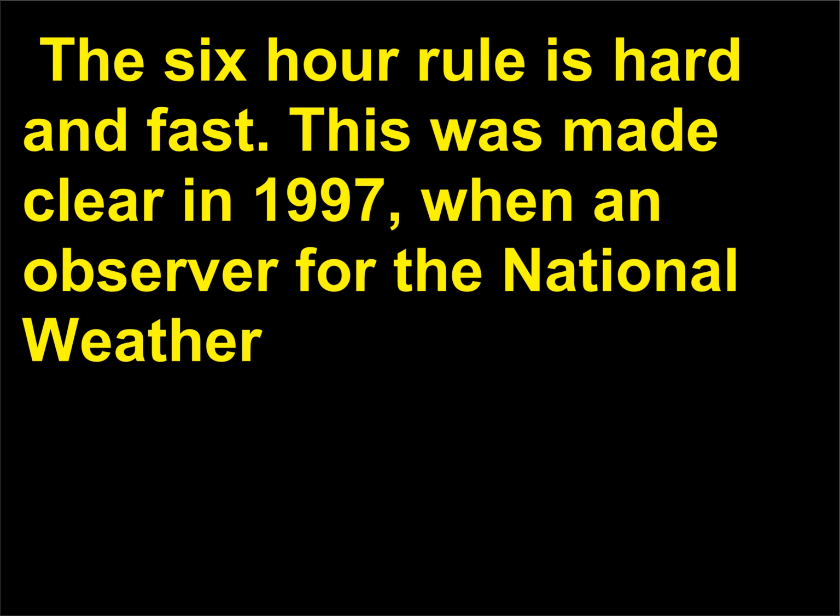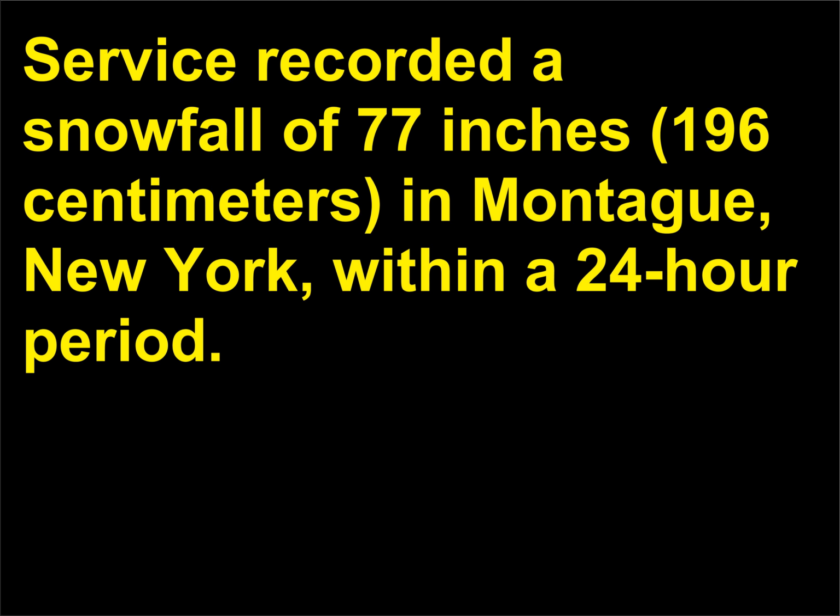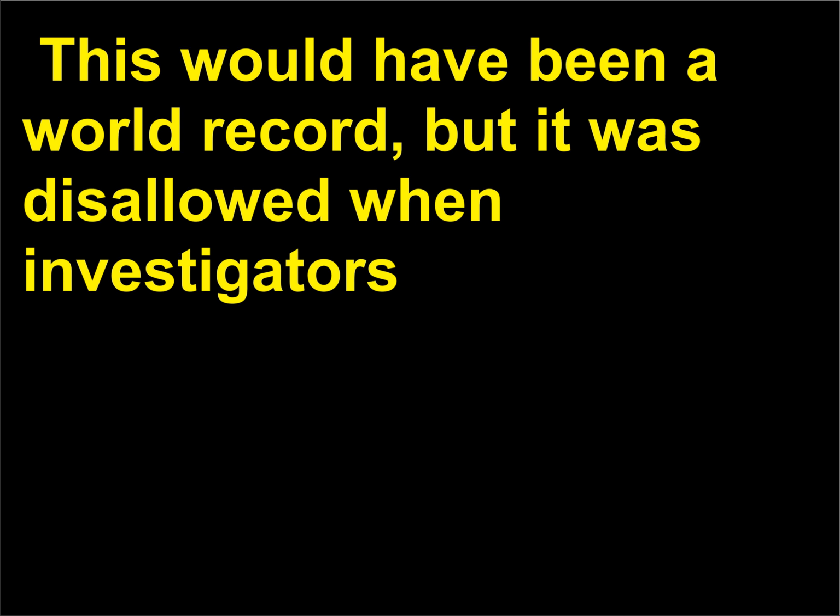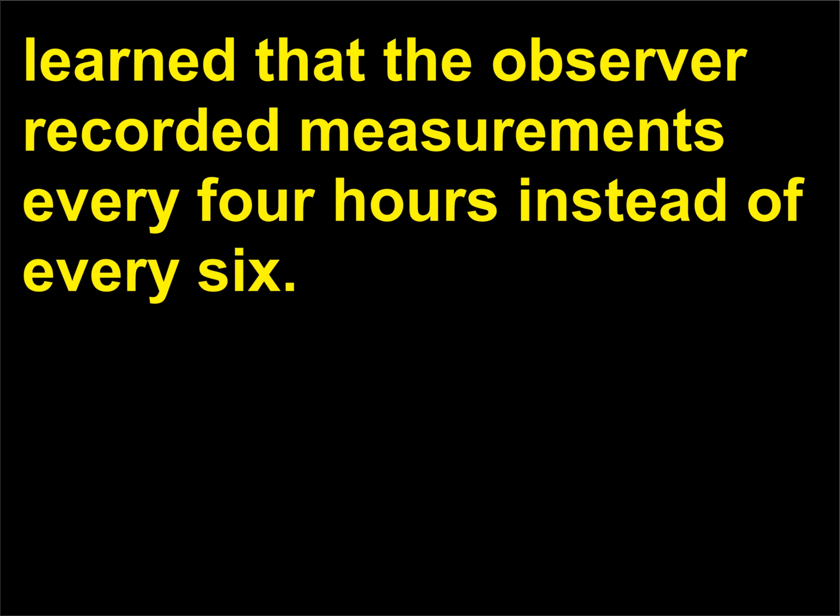The 6-hour rule is hard and fast. This was made clear in 1997, when an observer for the National Weather Service recorded a snowfall of 77 inches, 196 centimeters, in Montague, New York, within a 24-hour period. This would have been a world record, but it was disallowed when investigators learned that the observer recorded measurements every 4 hours instead of every 6.